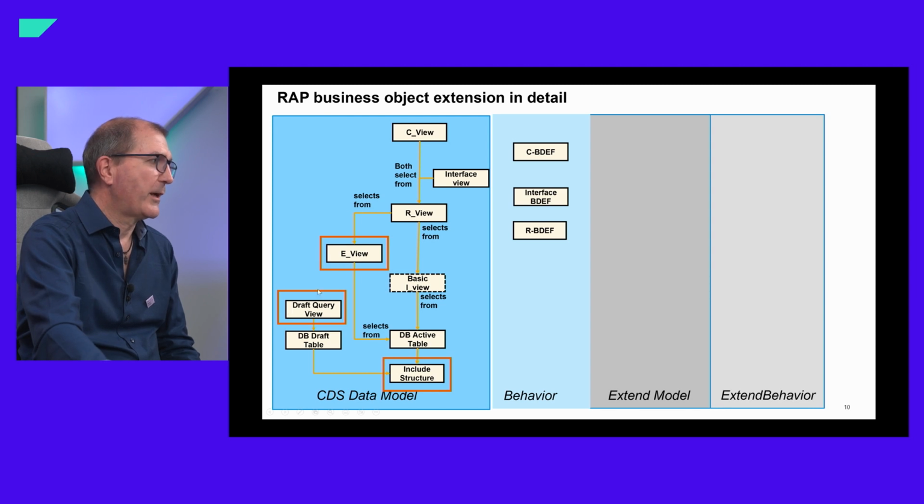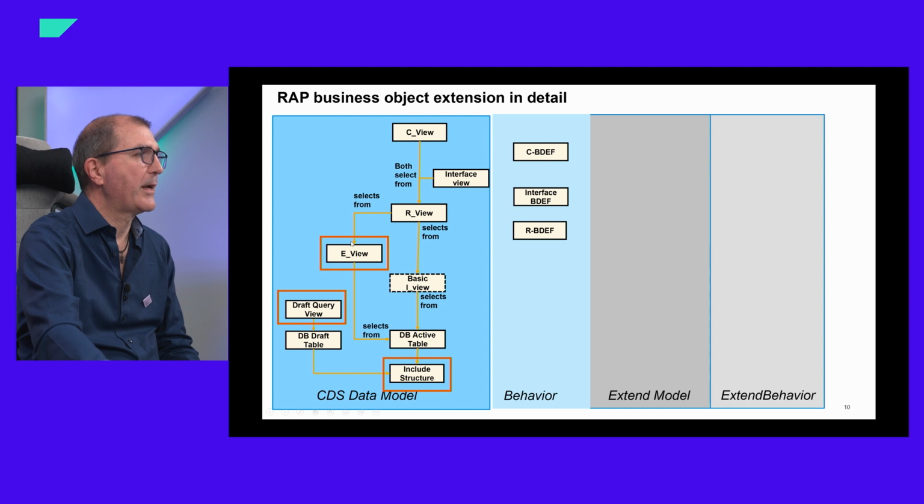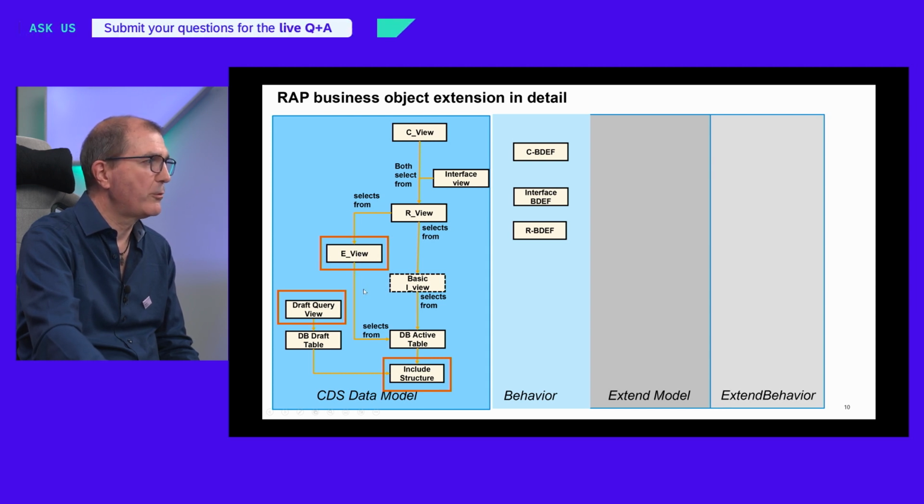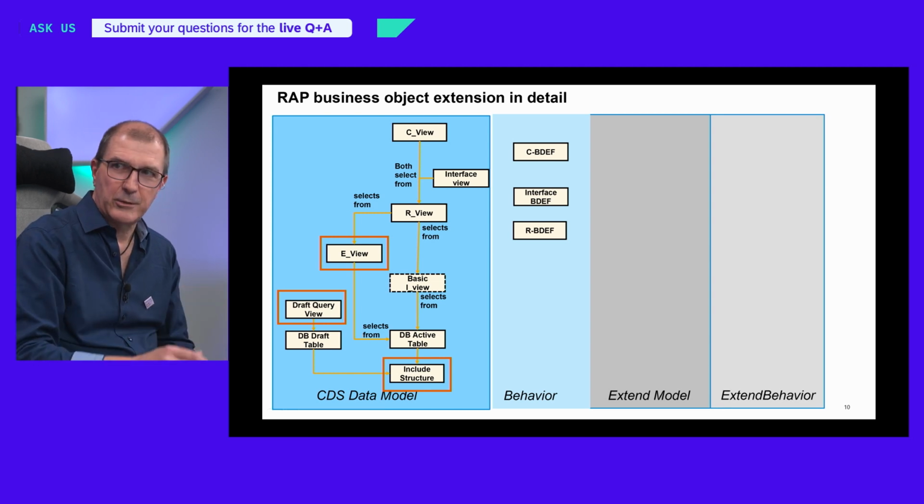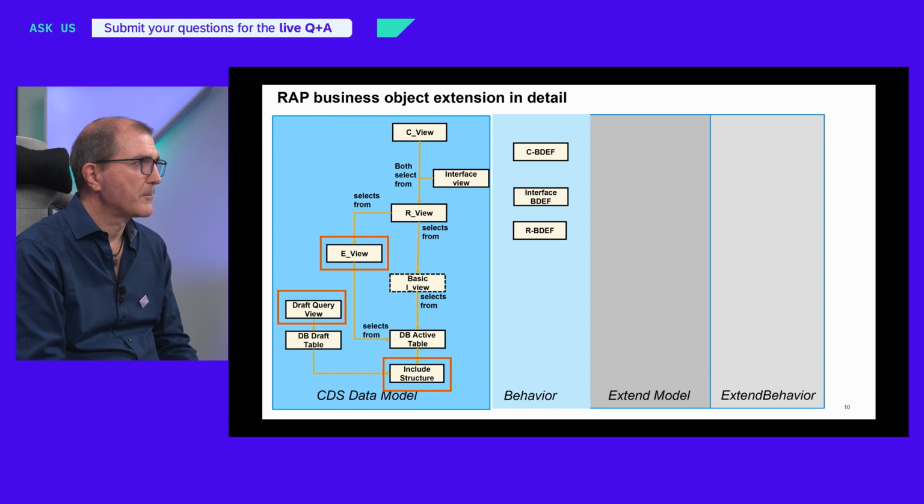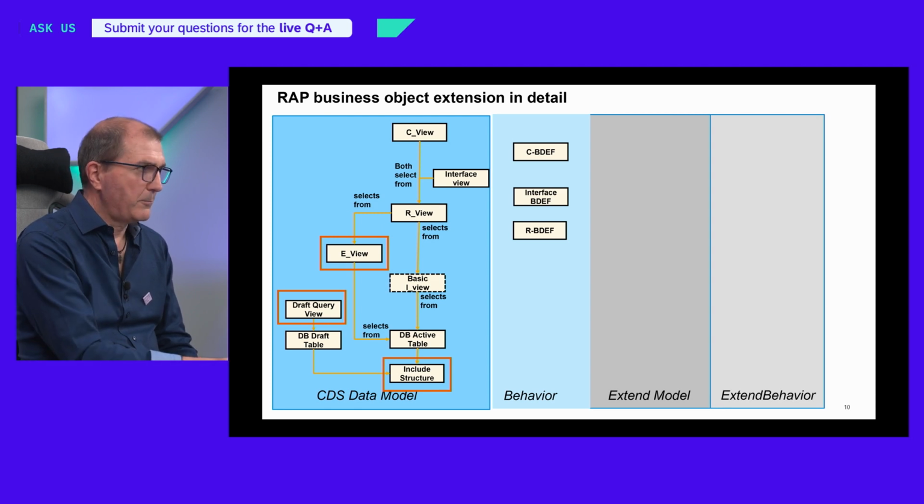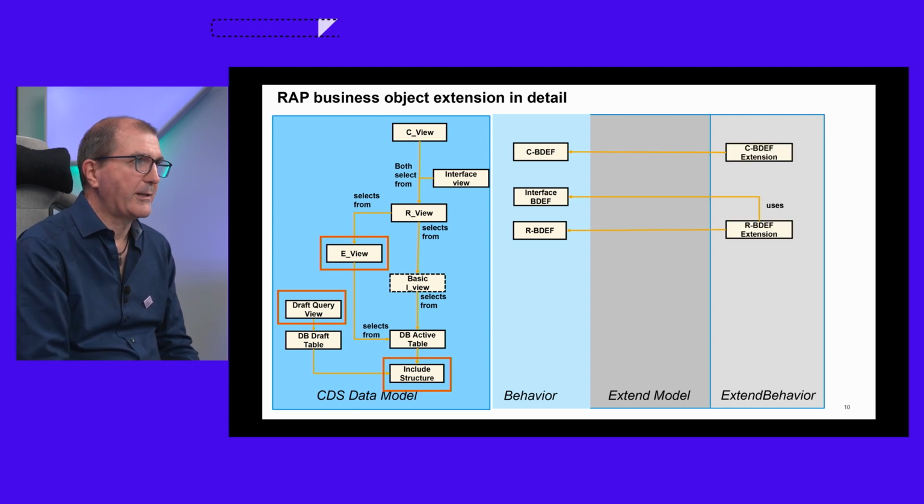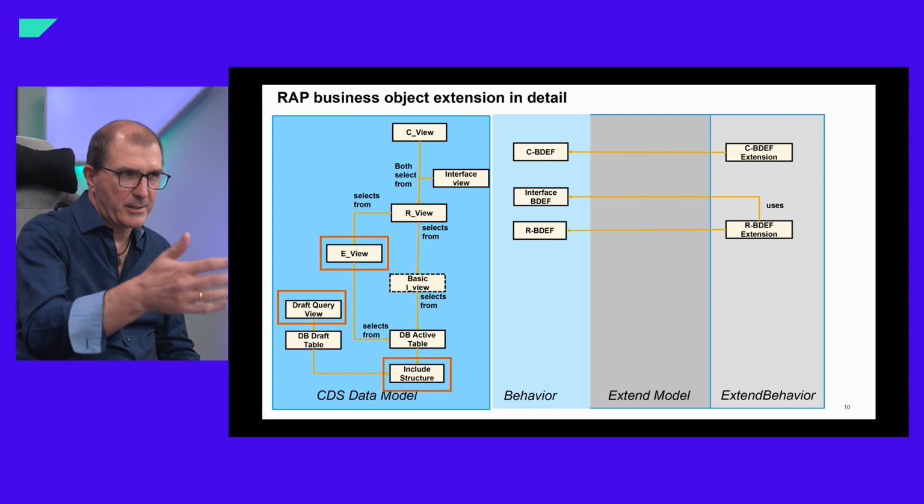That's a structure where the additional fields will be defined. Then a draft query view, that's a CDS view that reads the data from the draft table of a draft-enabled RAPIO. And there will be an extension include view. This selects these additional fields from the active table, and it will also contain those additional fields you have defined in the include structure. Now we are going to extend, and that will be the second exercise.